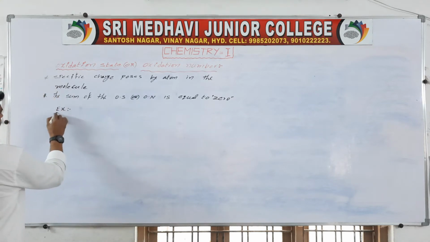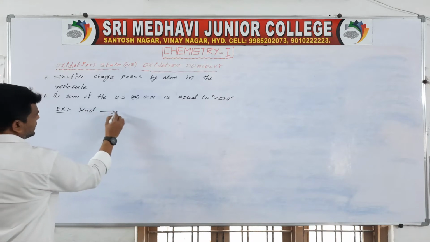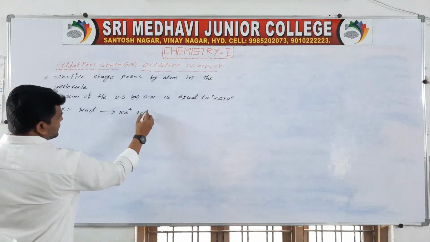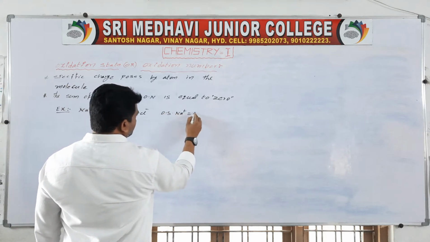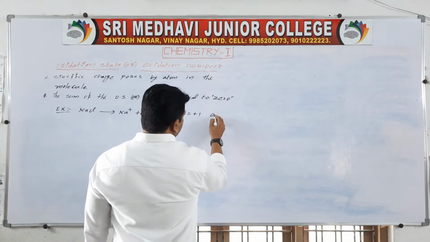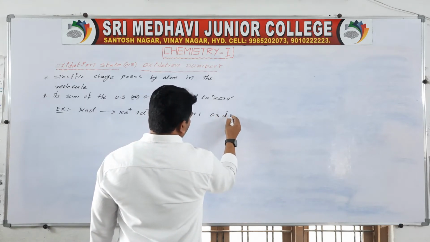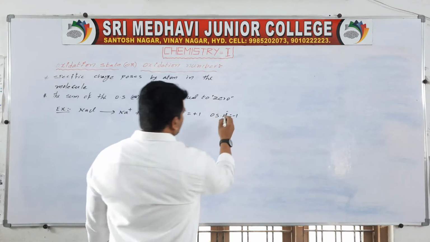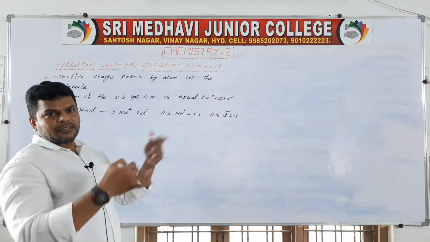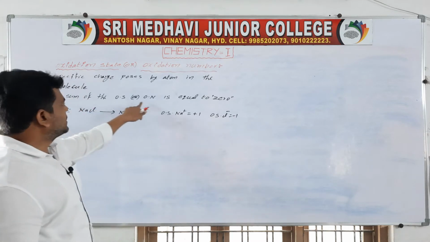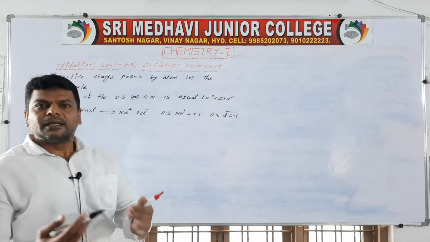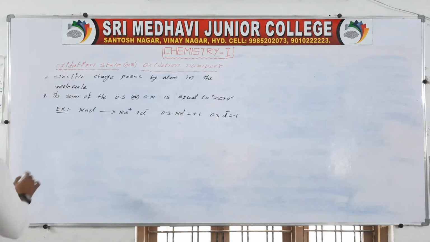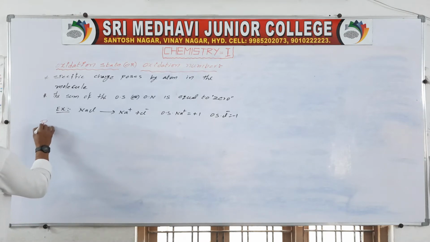For example, NaCl, it is the combination of Na+ and Cl-. Oxidation state of sodium, Na+, is equal to +1. Oxidation state of Cl- is equal to -1. So here the sum, +1 -1, is 0. So what I mean to say, the sum of the oxidation states or oxidation numbers is equal to 0 in any molecule. Next, you have to know some rules for calculating oxidation states.